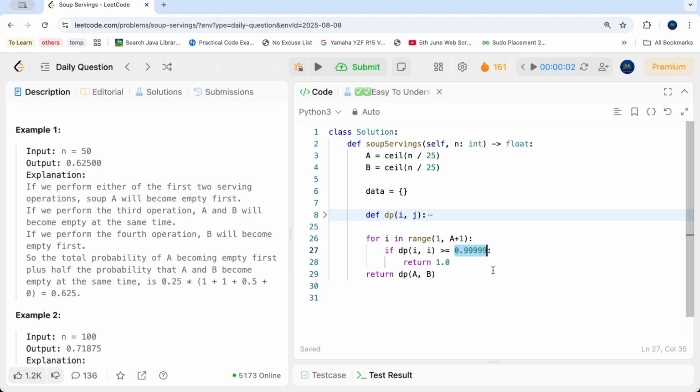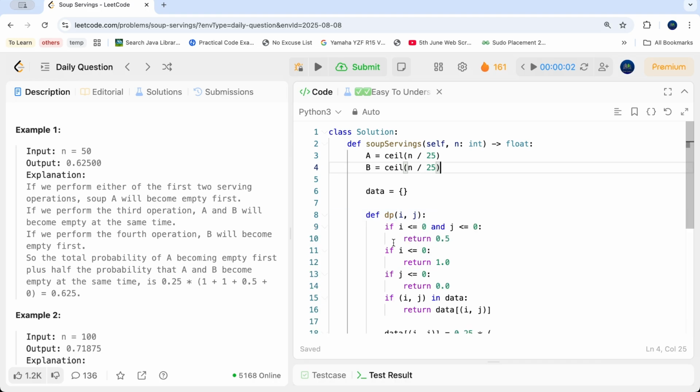But if the values are not around this particular range, then we will calculate it again by returning dp of A comma B. So what we are doing is, we are just running a loop in the range of 1 to A plus 1, and we are checking for all the possible values. Is any probability more than this value? If yes, we can directly return 1. If not, let's call the dp function again with A comma B, the original capacities.